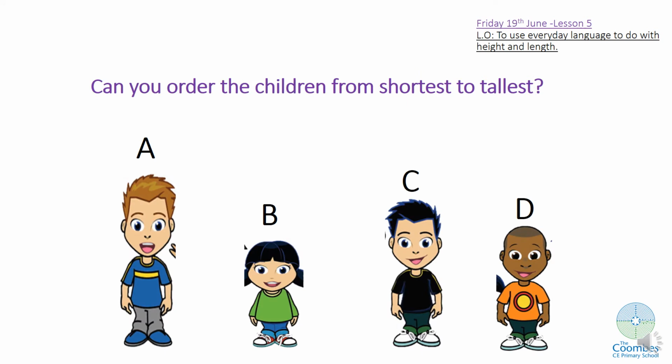Okay then, so your next question is, can you order the children from the shortest to the tallest? So I've labelled the children. We've got the first one, which is A, the second one B, the third one C, and the fourth one D. Can you put them in order from the shortest to the tallest? I'll give you a couple seconds to think about it.